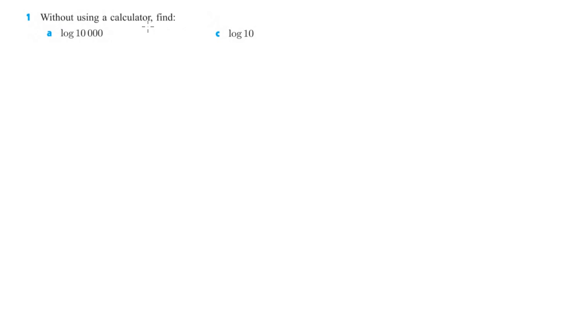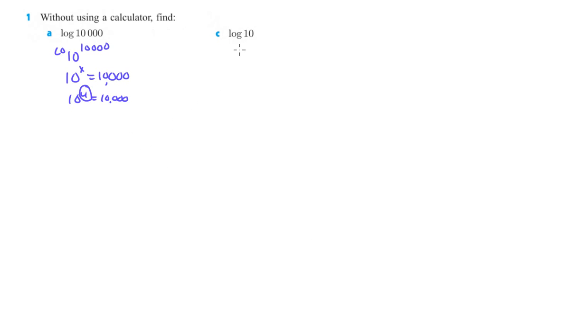First one we're looking at, without using a calculator, find log of 10,000. So really what this is asking us is, because it's log base 10, log base 10 of 10,000. So they're asking us 10 to what power equals 10,000. Really all we're going to do is count the zeros. 1, 2, 3, 4. 10 to the fourth equals 10,000. So without a calculator, find log of 10,000. It's going to be 4.